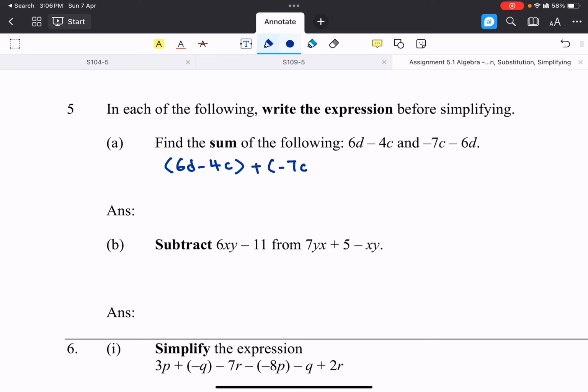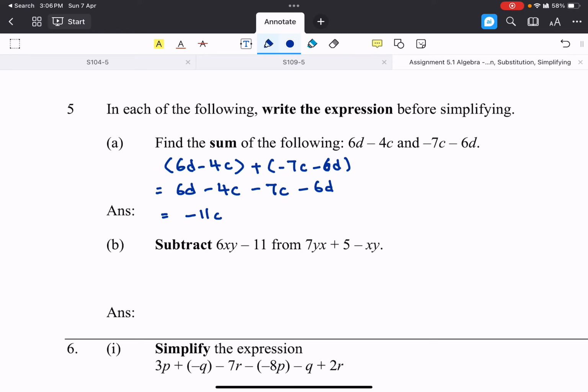Negative 7c, negative 6d. Okay. So from here, we simplify this. This will be 6d minus 4c minus 7c minus 6d. So how many c's do we have? Negative 11 c's. How many d's do we have? 0 d's. So that's the final result.